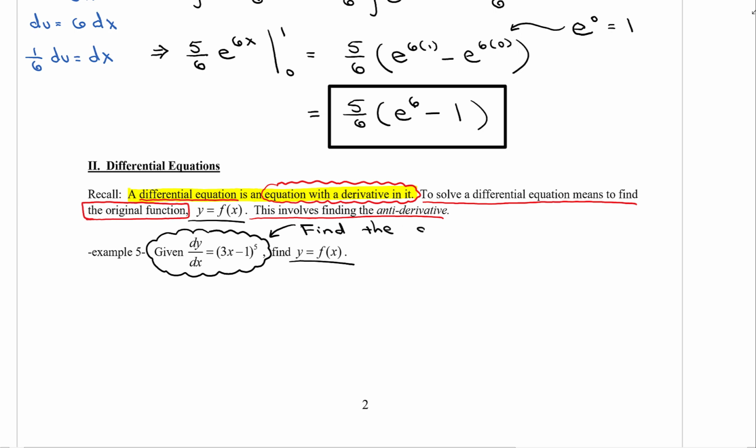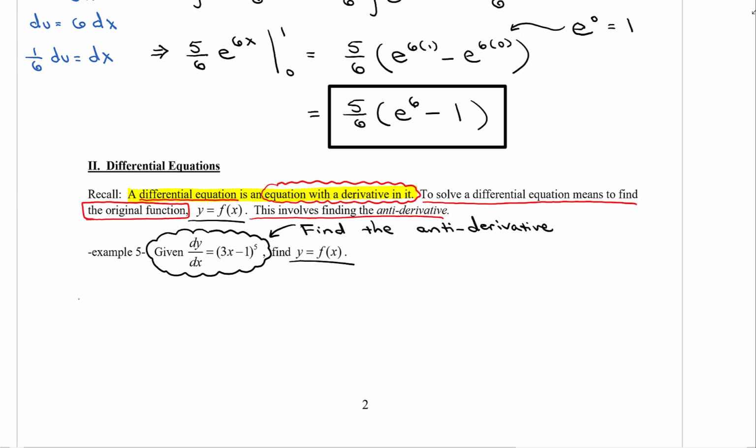the antiderivative of. So example 5 says, given dy dx is equal to, open up a set of parentheses, 3x minus 1, close the parentheses, all raised to the 5th power. Find y equals f of x. So I have drawn a cloud around the derivative that was given to us, and I have drawn an arrow pointing at the derivative, and I have written down the words we need to find the antiderivative. So we're going to go ahead and take the integral of this derivative. So that's what we're going to start off doing.